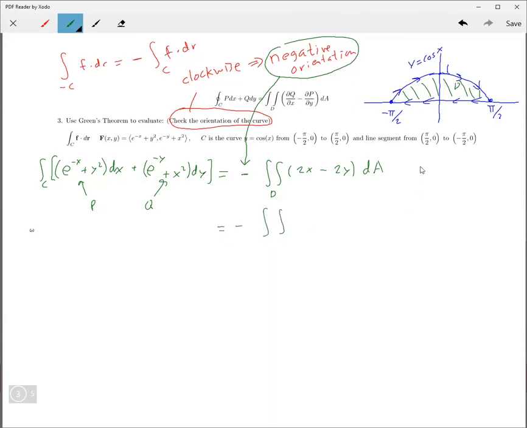So if I go dy dx, what are the boundaries on y going to be? 0 to cosine x. Yes, 0 to cosine x. So this is the upper boundary, and the lower boundary is 0. And then x goes from negative pi over 2 to pi over 2. Exactly.